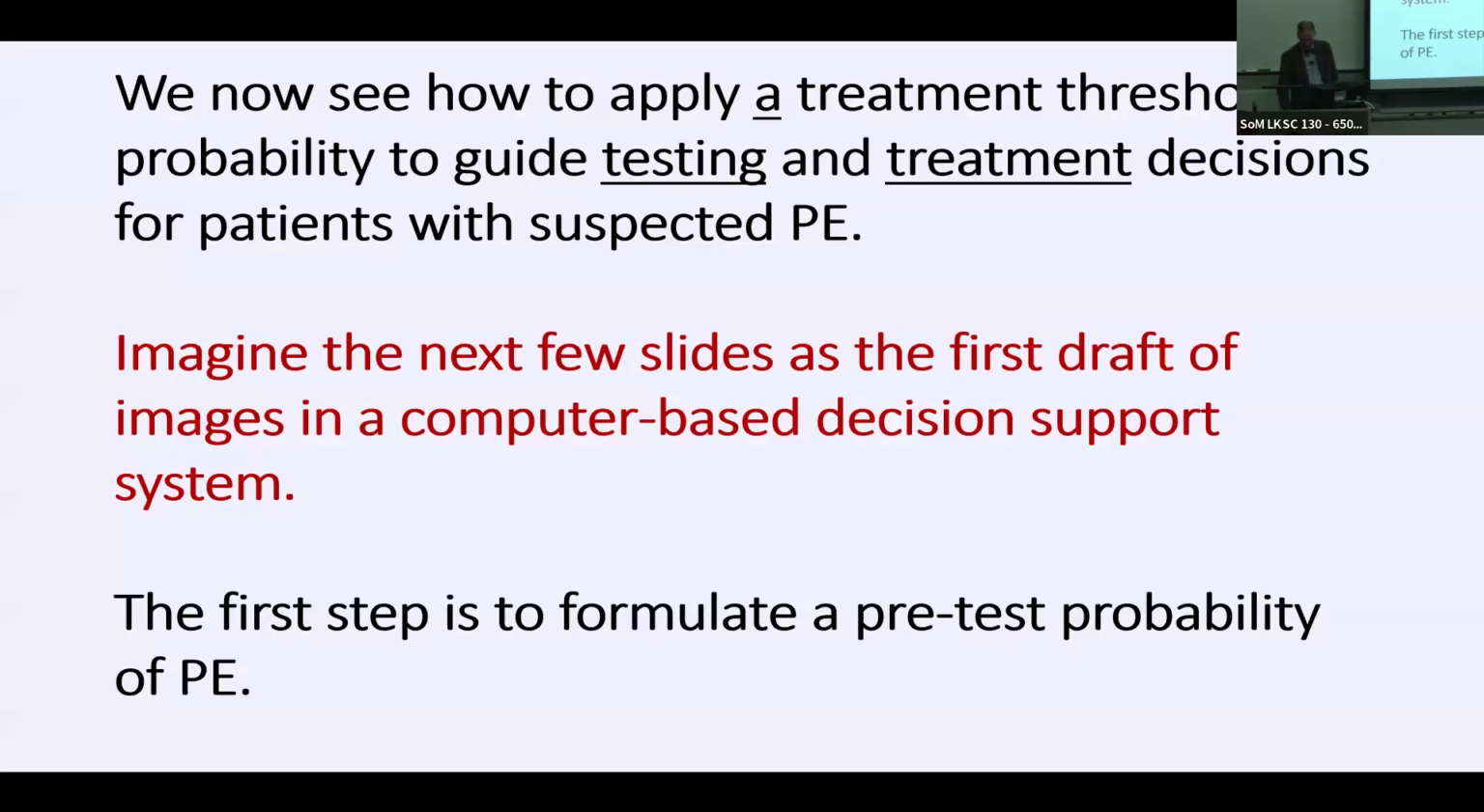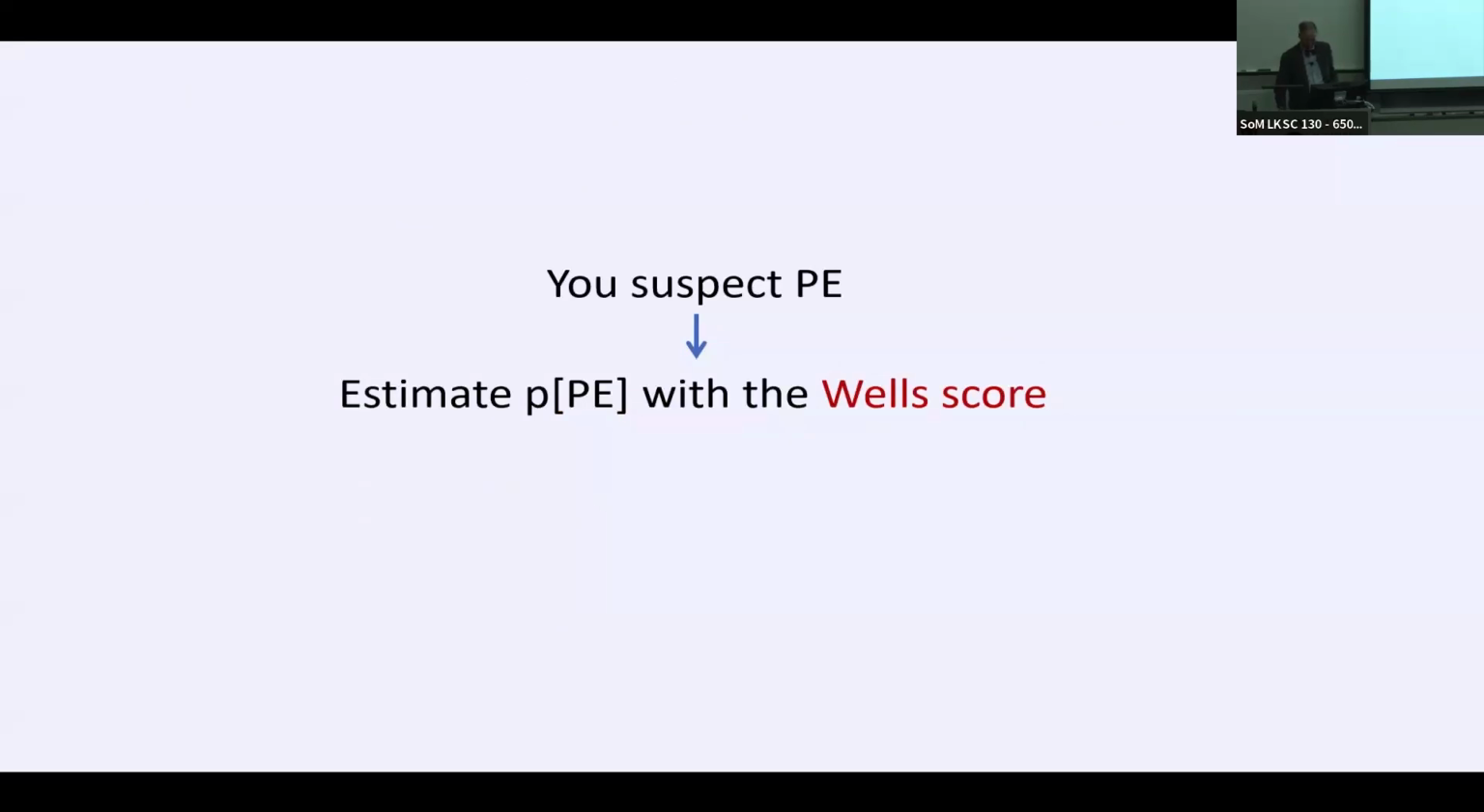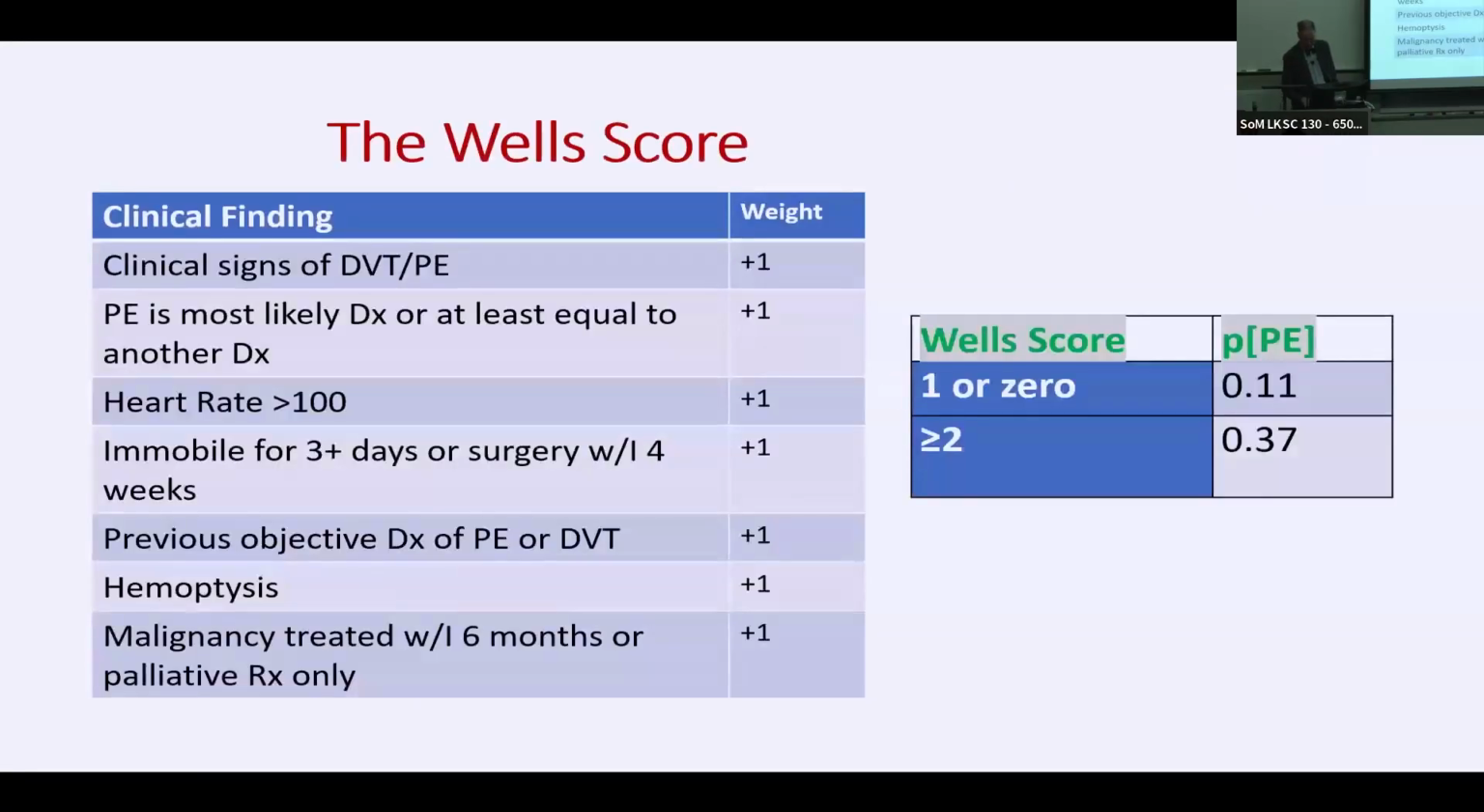So first step is to formulate a pretest probability. You suspect PE, and so you estimate a probability of PE with something called the Wells score, which you can take to the bank. It's been studied and studied and studied. The version that I'm showing actually has all the weights being +1. If you have 0 or 1, your probability is 11%. If you have 2 or more, your probability is 37%. This is really quite solid, and you can see it in MDCalc.